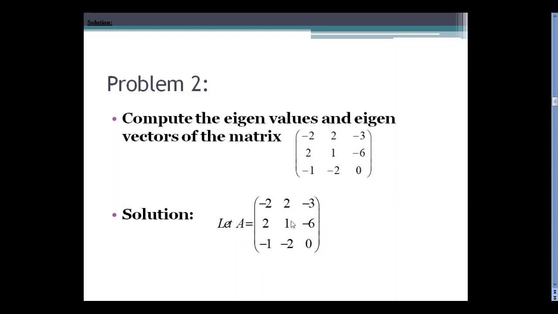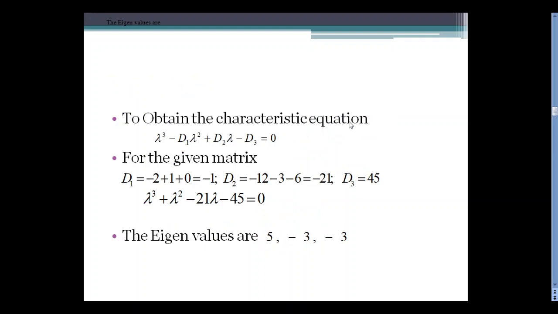Now let us take the matrix A and find the characteristic equation. It is a 3 cross 3 matrix. D1 is 1, D2 we get minus 21, D3 is 45. Substituting in the characteristic equation and solving by synthetic division and the quadratic formula, we get the eigenvalues 5, minus 3 and minus 3.